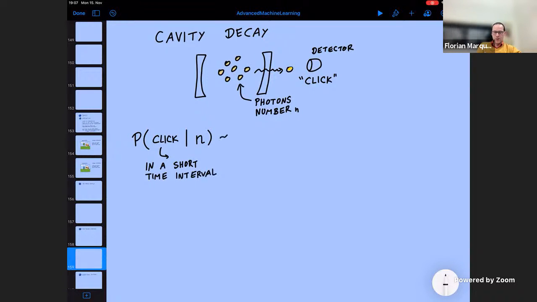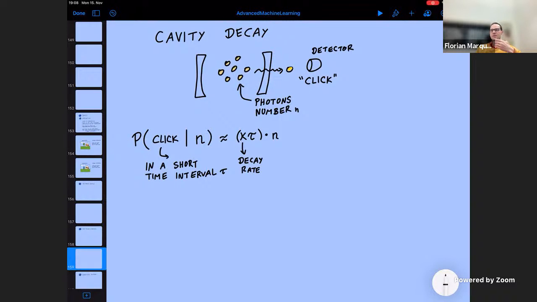And now, in order to work this out, you would need to know a little bit of quantum optics, but the result is very reasonable. So first of all, the probability increases when the time interval tau is larger. It also increases when the decay rate is larger. But this is just a numerical prefactor. And the probability increases when the number of photons is larger. It also makes a lot of sense.